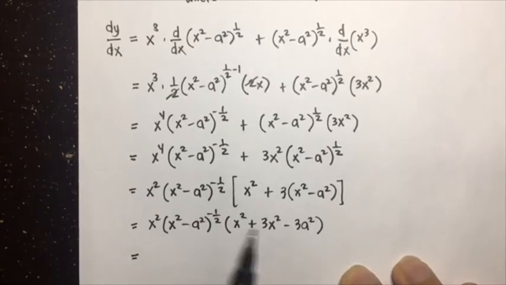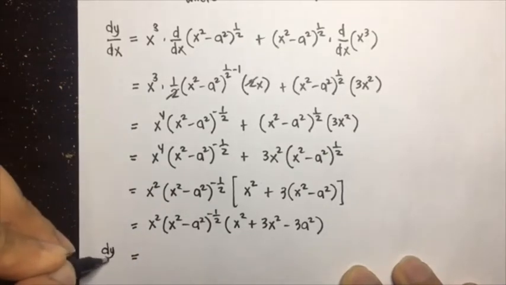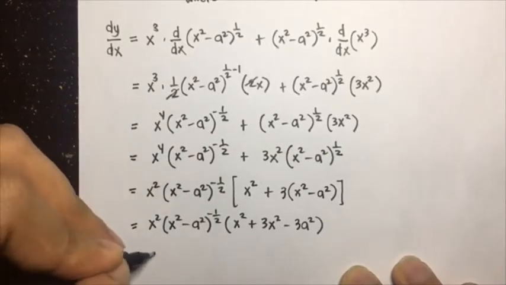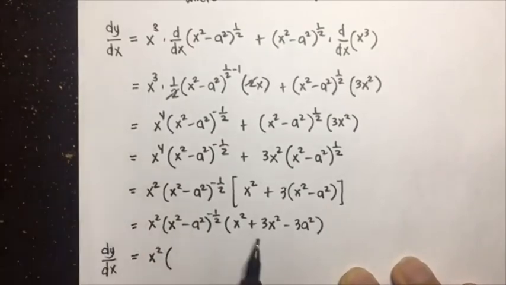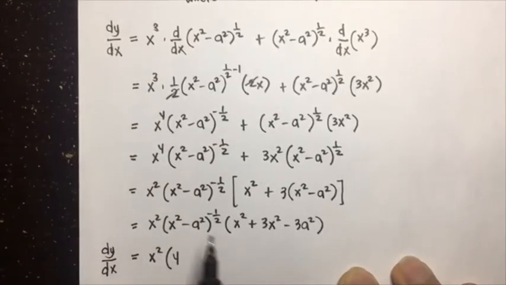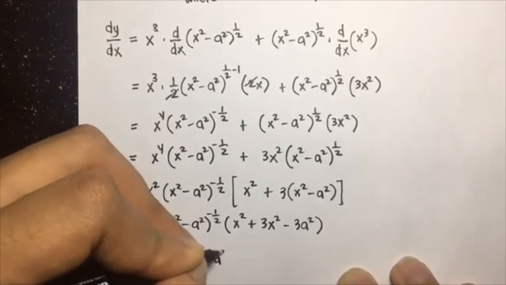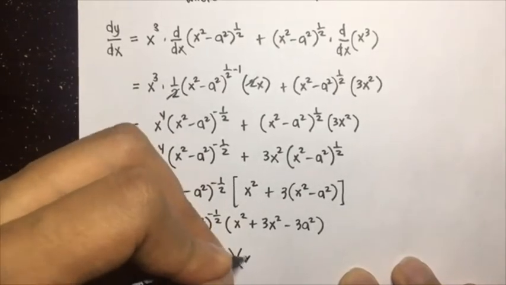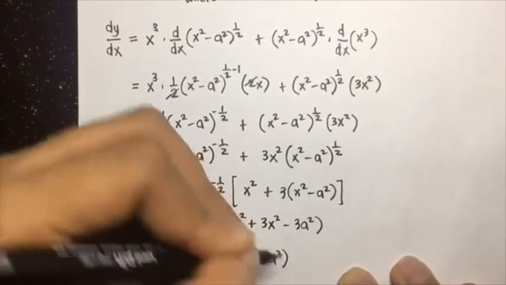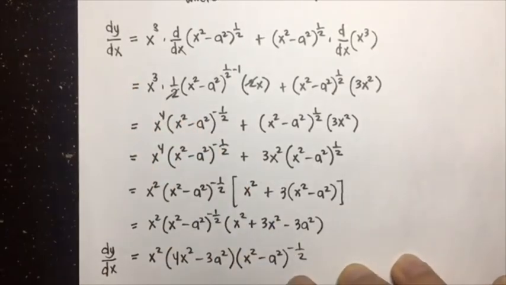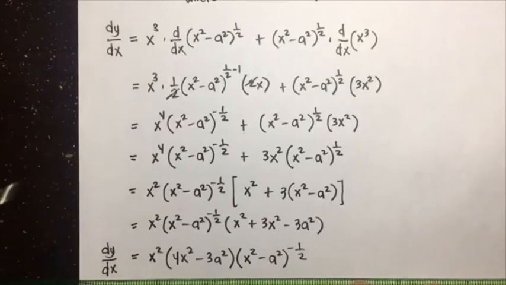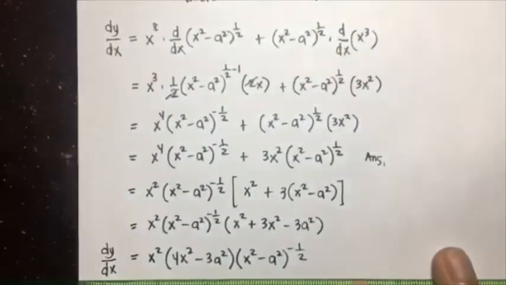Simplifying, this will become 4x squared minus 3a squared, and then rearranging so that it looks good. So dy over dx is equal to x squared times, write this first because it has no exponent, 4x squared minus 3a squared times x squared minus a squared raised to negative 1 half. This is our factored form, but this will qualify as your answer already.